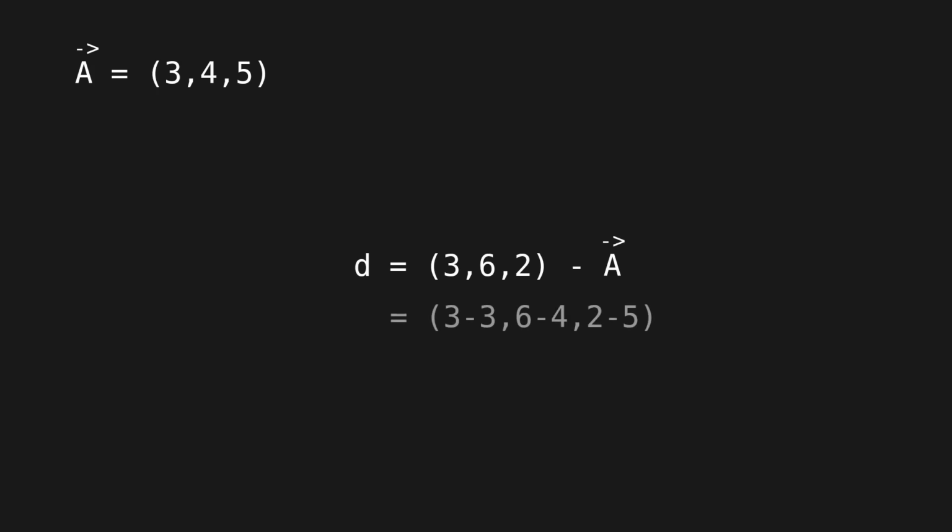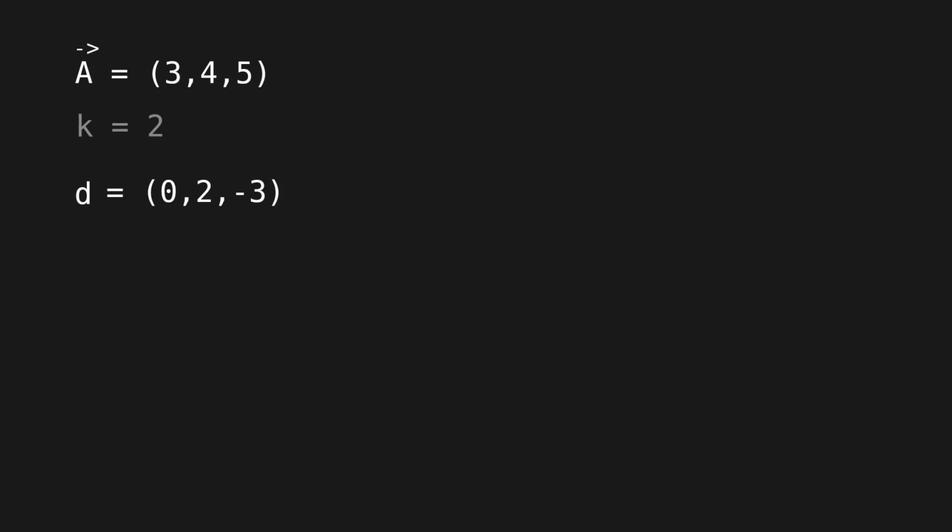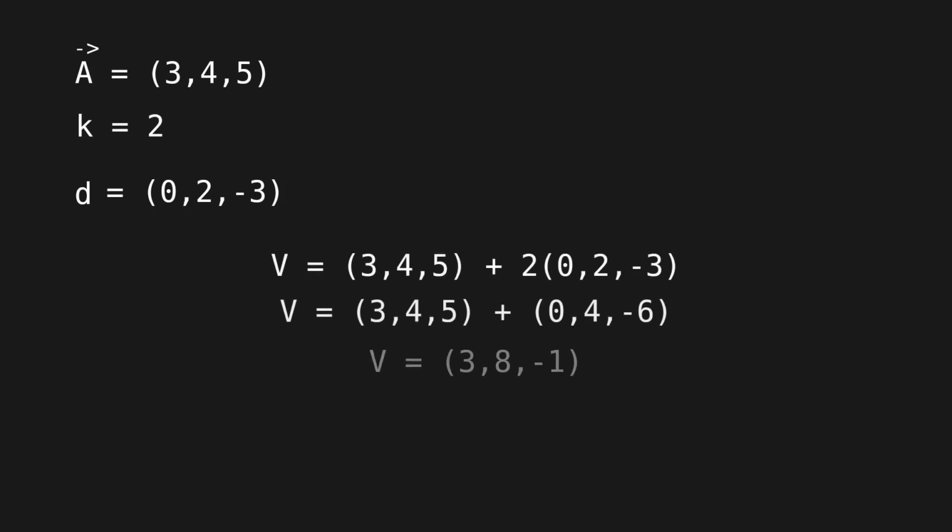Say we are working in the third dimension and a equal 3, 4, 5. We want to go towards 3, 6, 2. The direction vector d is 3, 6, 2 minus a, which is equal to 0, 2, minus 3. After k equal 2 seconds, we would stand on v. So v is equal to a plus kd, a equal to 3, 4, 5 plus kd equal to 2 multiplied by 0, 2, minus 3. So v equal to 3, 8, minus 1.